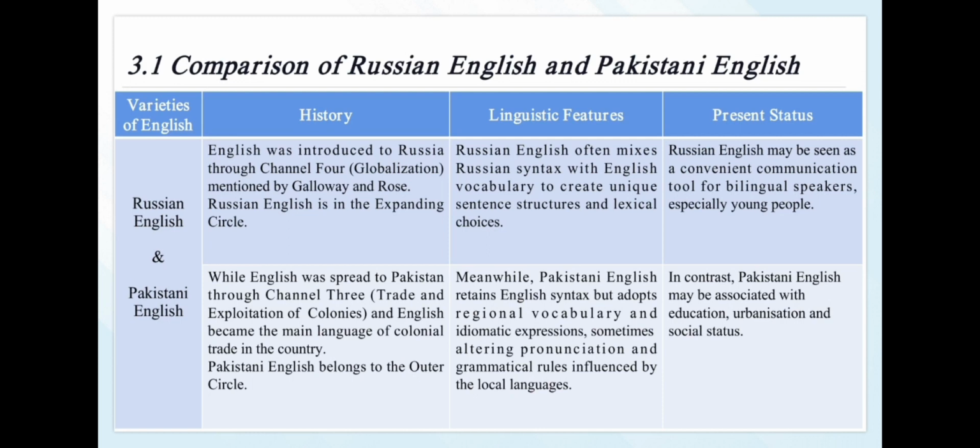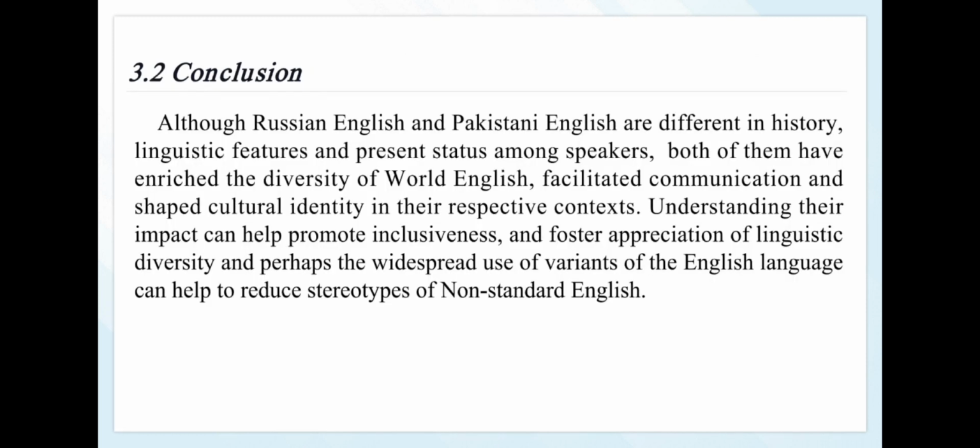Second, linguistic features. Russian English often mixes Russian syntax with English vocabulary to create unique sentence structures and lexical choices. Meanwhile, Pakistani English retains English syntax but adopts regional vocabulary and idiomatic expressions, sometimes altering pronunciation and grammatical rules influenced by the local language. Third, present status. Russian English may be seen as a convenient communication tool for bilingual speakers, especially young people. In contrast, Pakistani English may be associated with education, urbanization, and social status.